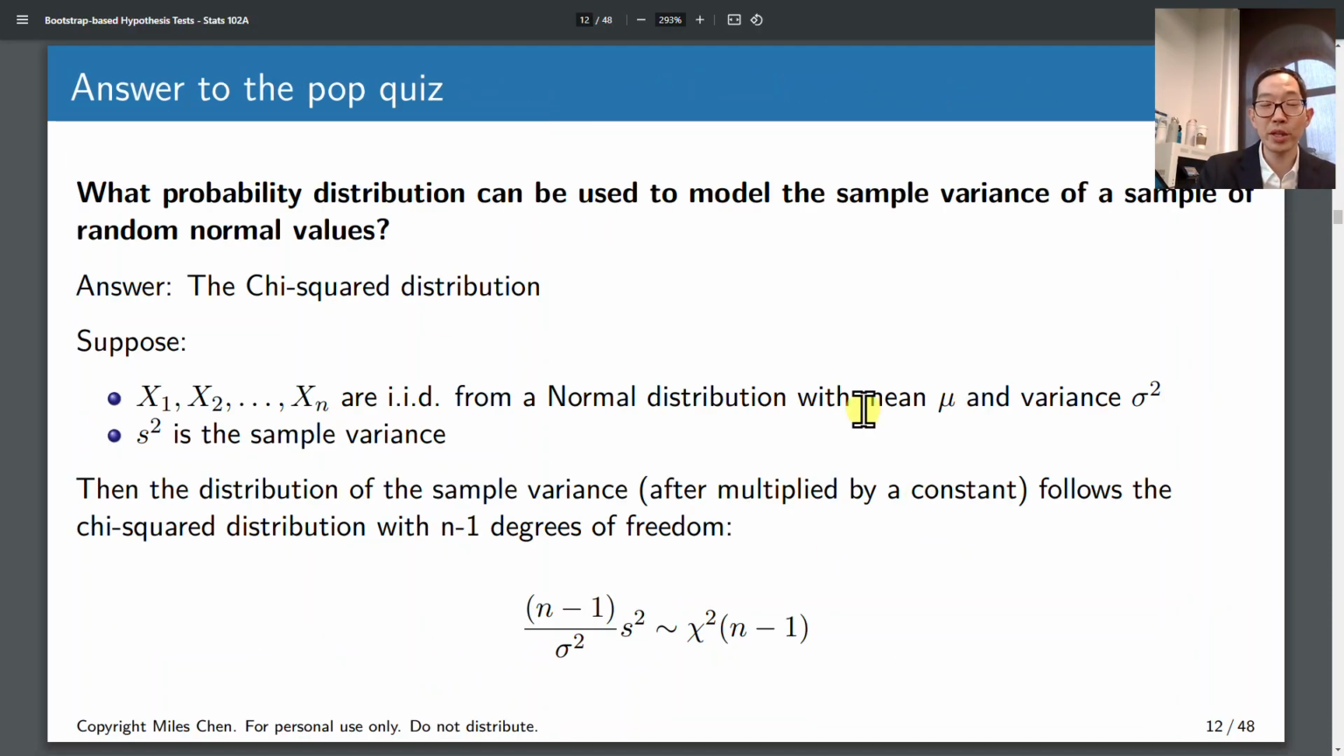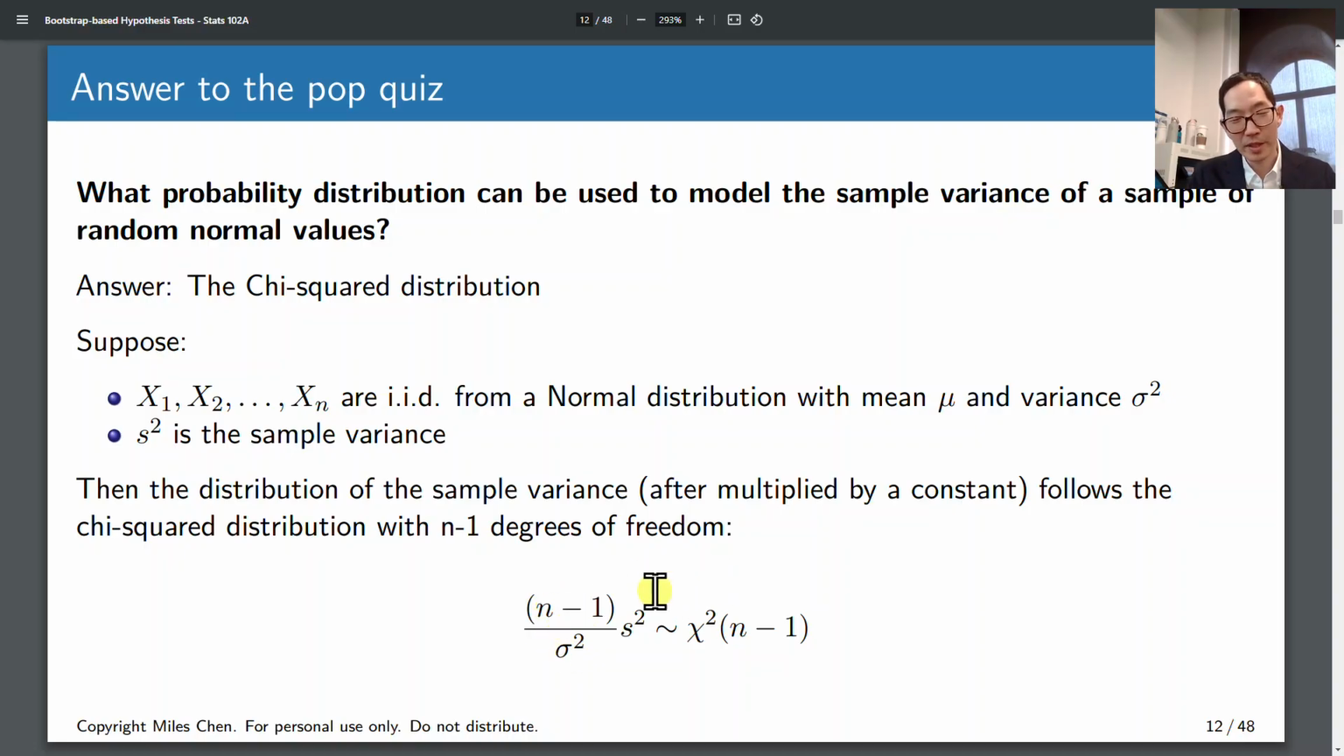The answer to the pop quiz, what is the probability distribution that we use? It's the chi-squared distribution. You might not have remembered, like with the chi-squared distribution, you have to know how many degrees of freedom to use. And so this would be chi-squared distribution with 14 degrees of freedom. And you have to use a scaling factor.